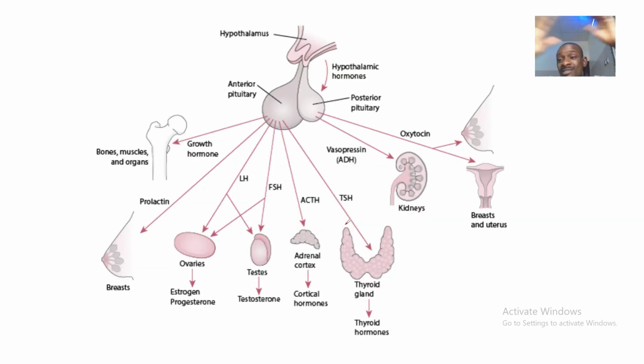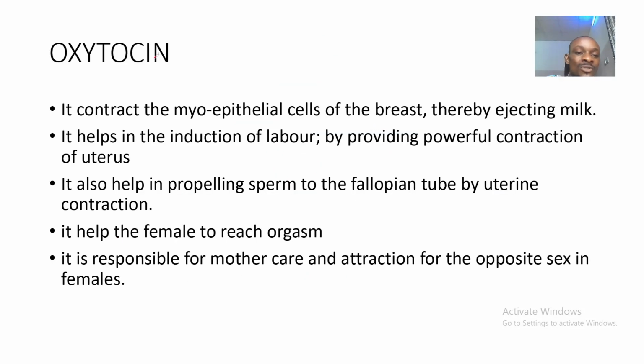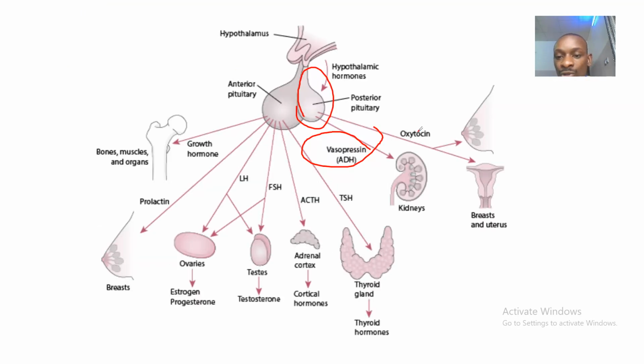So this is the whole pituitary gland, and right now we are talking about just this small side, the posterior pituitary, and we are focusing on vasopressin. Okay, so next we'll be talking about oxytocin, and this is the oxytocin here.